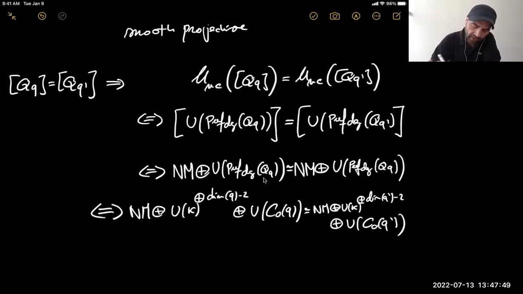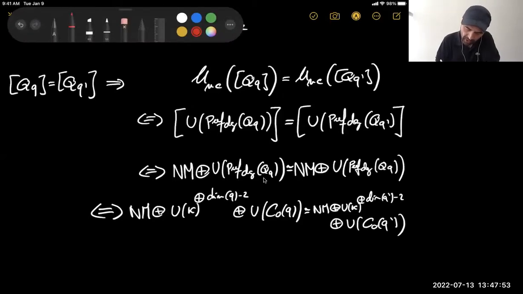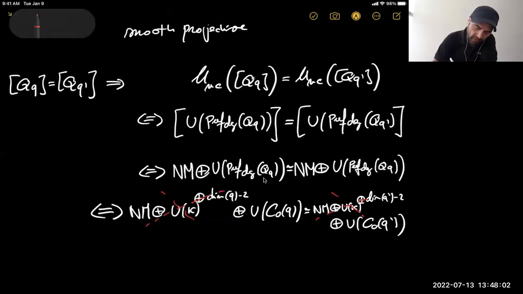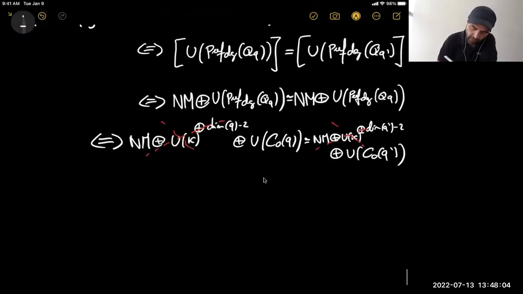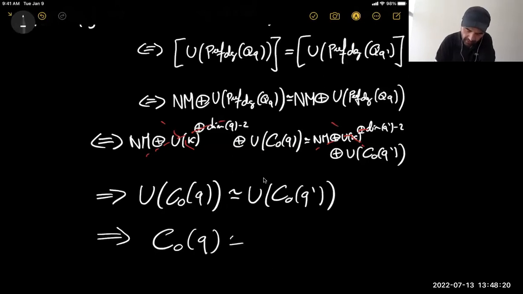So you see that you have the same information on both sides. And so what's happening here is that you can actually cancel this information. So you have this cancellation result that tells you that if you have this equivalence, then that implies that you actually have an isomorphism of non-commutative motives. And then if you have an isomorphism of non-commutative motives, you can actually prove that that implies that these algebras are actually isomorphic.